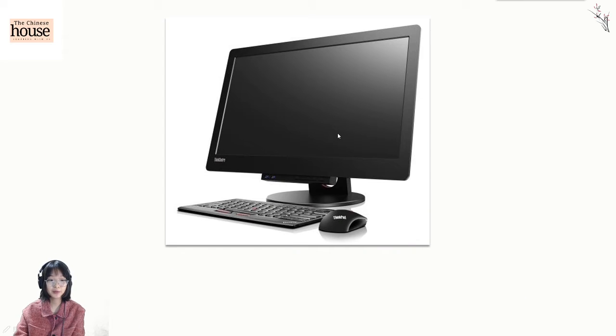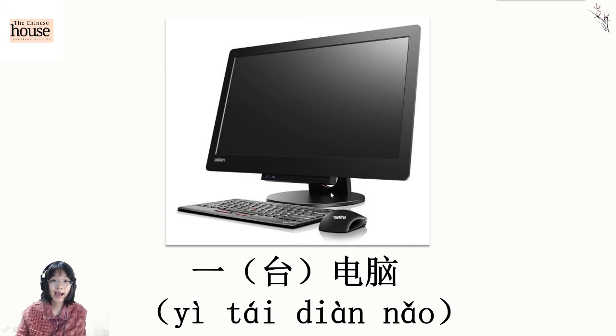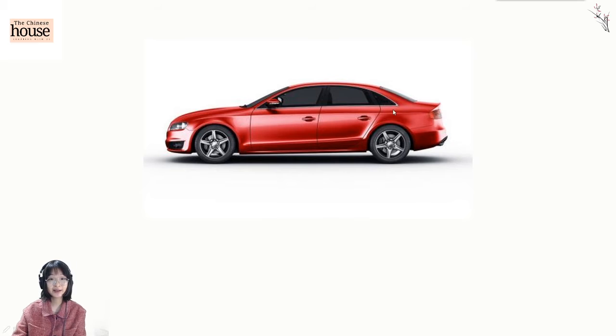And then this is a computer. 一台电脑. Second tone. 台. T, I, 台. 一台电脑. And you can use this to describe TV too. 一台电视. 电视 is TV. Read after me. 一台电脑. 台.